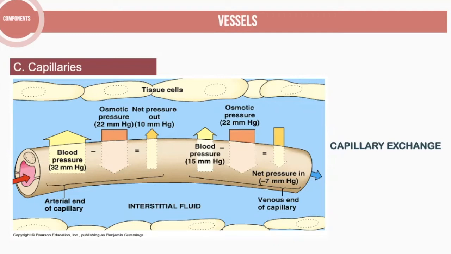So just to formalize the definition, capillary exchange is the exchange of materials from the blood into the tissues in the capillary. The majority of the transfer of materials from the blood to the tissues and vice versa is through diffusion. In this exchange, there are two types of pressures at play. We have hydrostatic pressure and osmotic pressure.